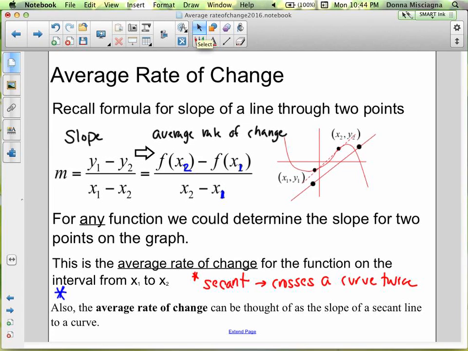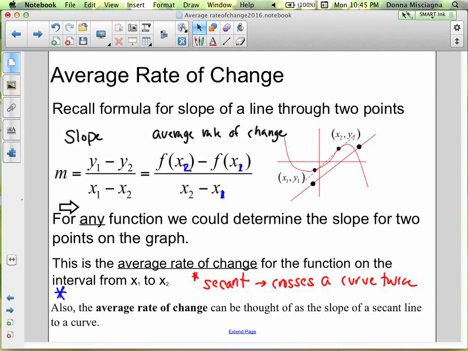All right, so average rate of change. We're finding the value of our function at 2 different points and dividing by the change in x at those 2 different points. So it's the change in the value of the function divided by the change in x. Make sure you match it up so that this value of the function goes with this x, and this value of the function goes with this x. If we wanted to find the average rate of change from here to here, we would take the difference in the y coordinates and then divide it by the difference in the x coordinates. So for any function, we can determine the slope for 2 points on the graph. This is the average rate of change for the function on the interval from x1 to x2.